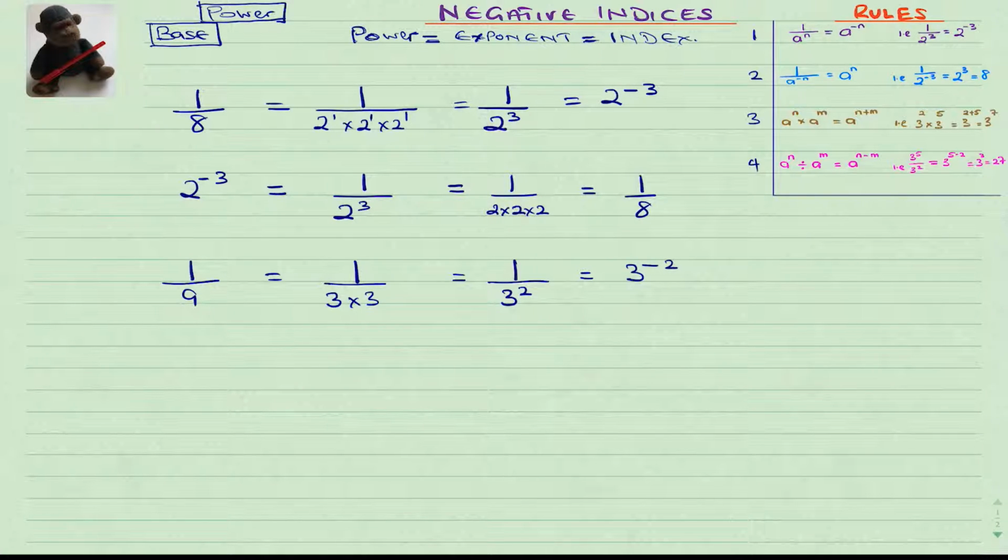So you can have 3 to the power of minus 2 equals 1 over 3 to the power of 2, and that will become 1 over 9. Let's try another example. 1 over 5 would become 5 to the power of minus 1.